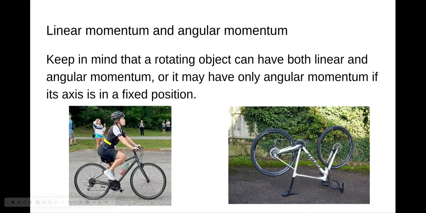Now keep in mind that a rotating object can have both linear and angular momentum, such as a person on a bicycle. The wheels may be rotating, and so they've got angular momentum, but also moving forward, and so they've got linear momentum. You could have a system in which the axis is constrained to be in one place, like this bicycle turned upside down. Now, if you roll the wheel, it will only have angular momentum. But keep in mind that it could be two things.